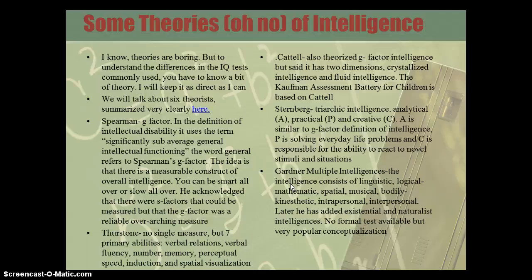Then we had Gardner, and he's the most recent of these theorists. Gardner talked about multiple intelligences. He said that you could have linguistic, which is words; logical, mathematical; spatial, which is where things are in space; musical; bodily, kinesthetic, which has to do with movement; intrapersonal, how you interact with yourself; interpersonal, how you interact with other people. And then later he added existential, which is understanding where you are in the inner world, and then also naturalistic, how you relate to nature. No formal tests available for Gardner, but it's a real popular idea.